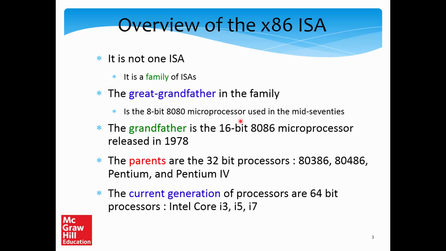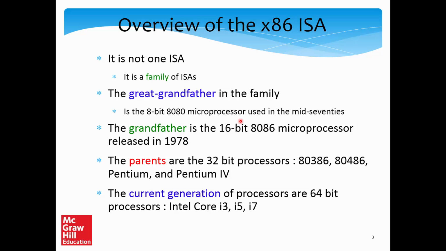So the parents in this generation are the 32-bit processors, namely 80386, 80486, Pentium 1 till Pentium 4. All of these processors used to dominate in the 90s and early 2000s. So pretty much for 20 years these processors dominated. Finally, Intel and AMD moved to 64-bit processors.